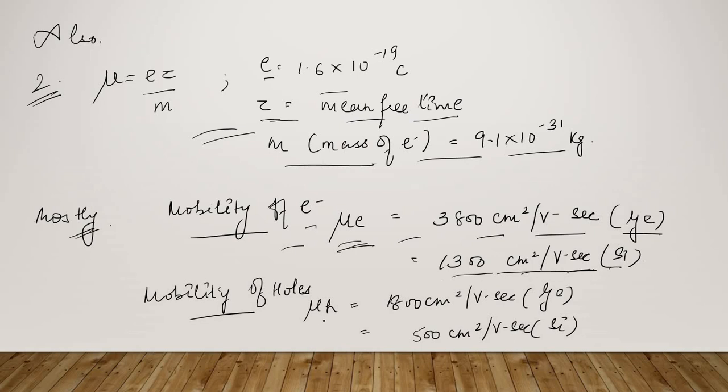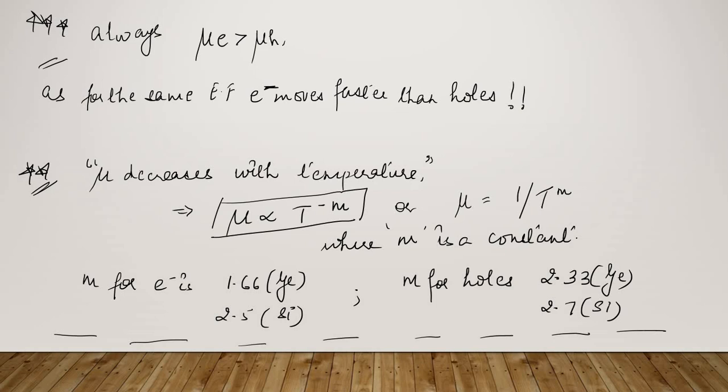So in case of holes, the mobility mu h for germanium is 1800 centimeter square per volt second, and for silicon it will be 500 centimeter square per volt second. These come in handy in case it is not mentioned in the question already. You can just memorize these values and use them directly.